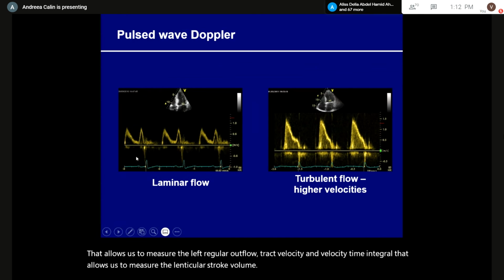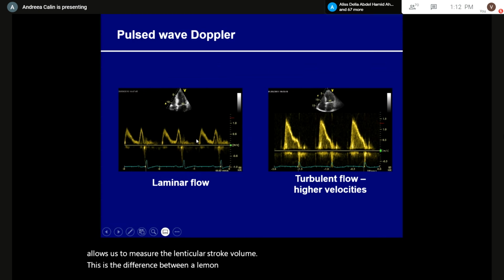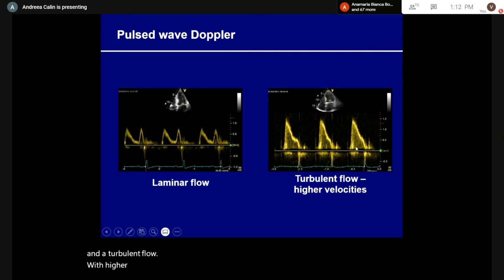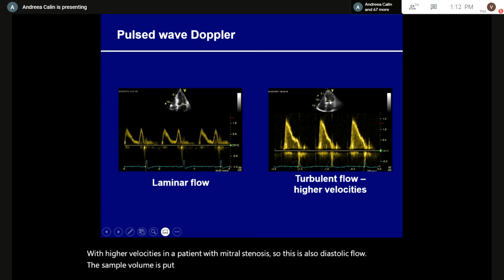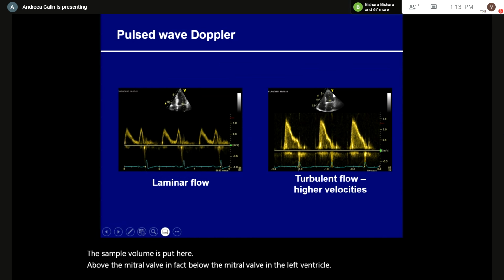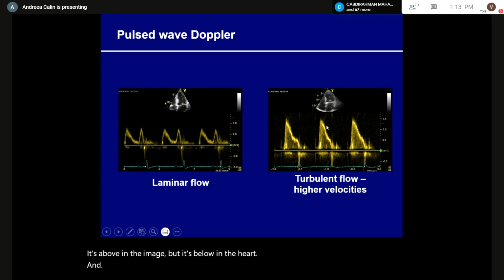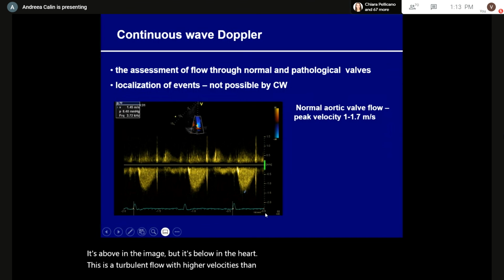This is the difference between a laminar flow, a normal laminar flow with normal velocities, and a turbulent flow with high velocities in a patient with mitral stenosis. So this is also a diastolic flow. The sample volume is put here above the mitral valve, in fact below the mitral valve in the left ventricle. It's above in the image, but it's below in the heart. And this is a turbulent flow with higher velocities than normally recorded in normal subjects.